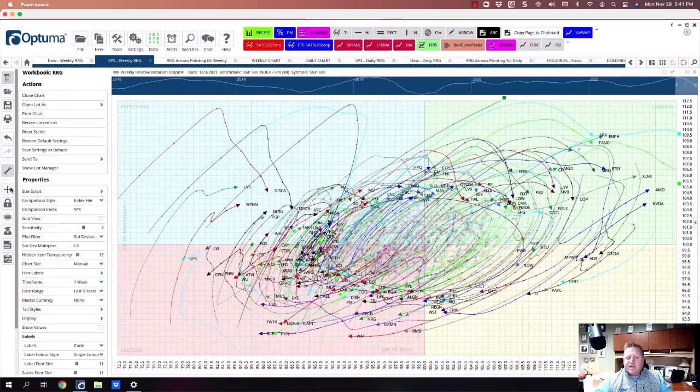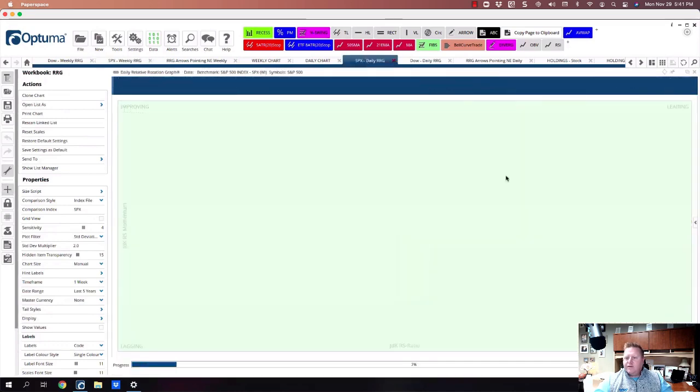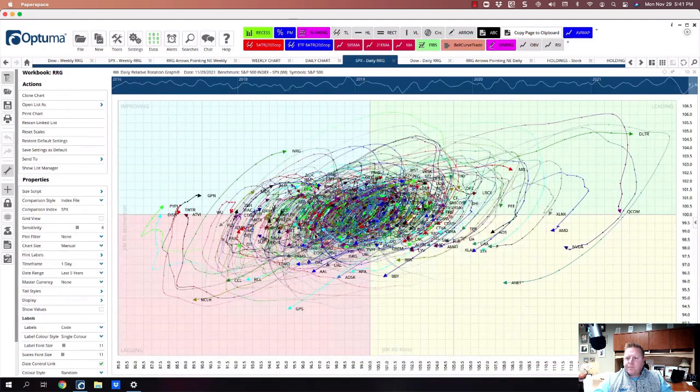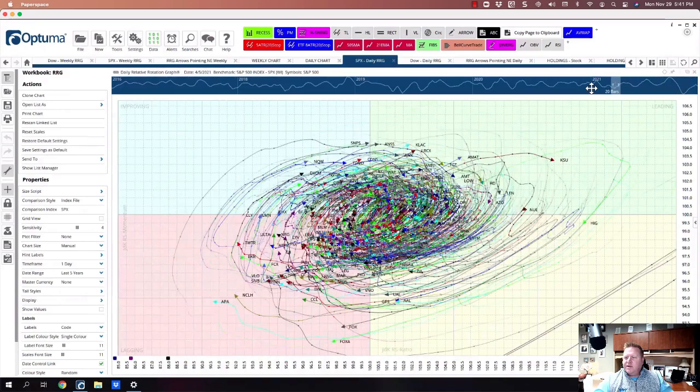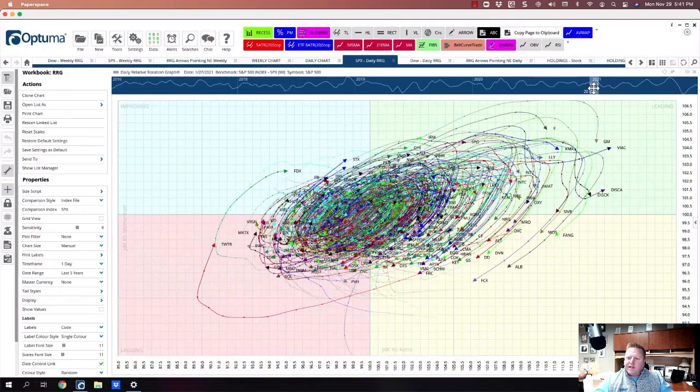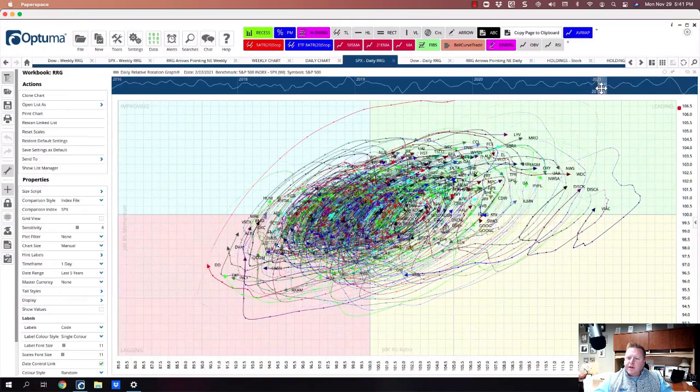Instead, we can change that so it's on a daily basis. It's going to load for a second. This is an RRG, but every tick that we move is a daily chart. So again, we have the same mess of spaghetti that we had before, but it's much, much faster because we're not looking at the movement over periods of weeks. We're looking at the movement over periods of days. In fact, I'm going to go backwards to the beginning of 2021. So watch as I go slowly at how these stocks rotate.